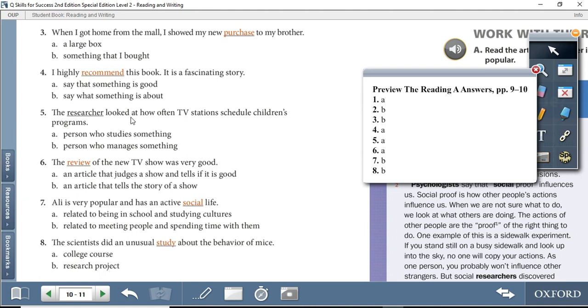5, the researcher looked at how often TV stations schedule children's programs. The answer is A, person who studies something. 6, the review of the new TV show was very good. The answer is A, an article that judges a show and tells if it's good. 7, Ali is very popular and has an active social life. B, related to meeting people and spending time with them. 8, the scientist did an unusual study about the behavior of mice. B, research project.